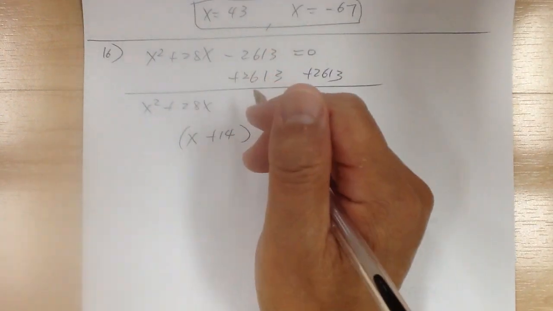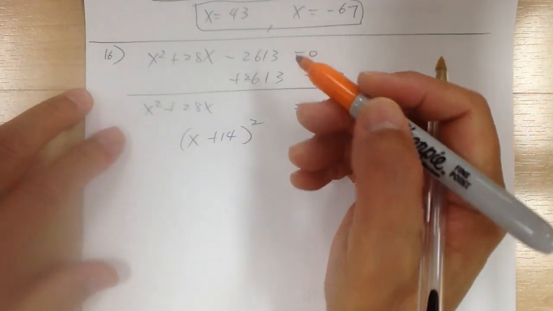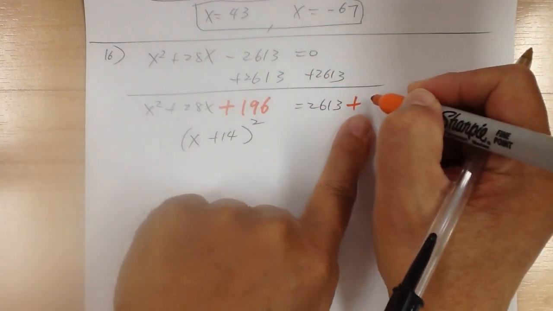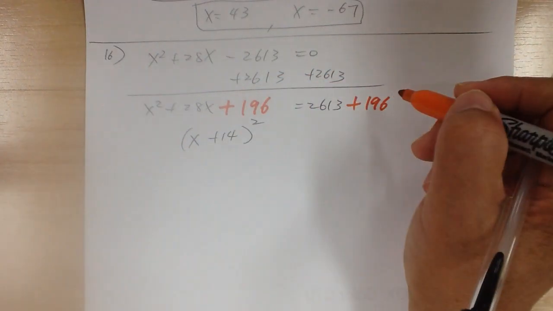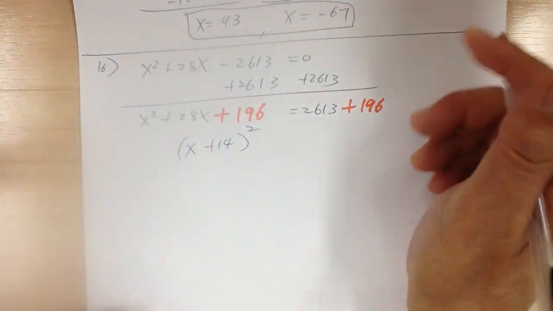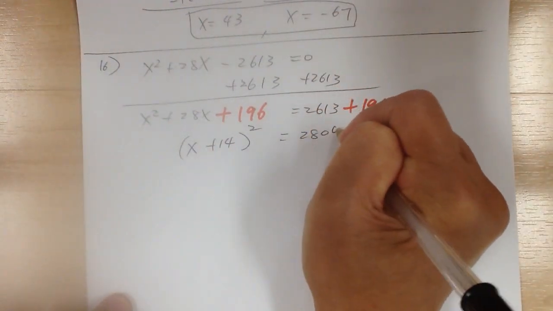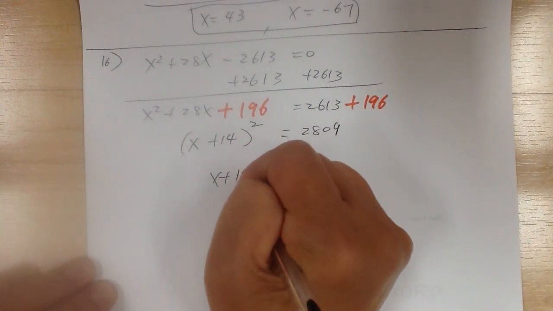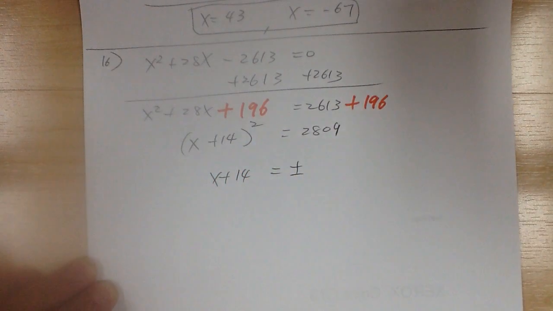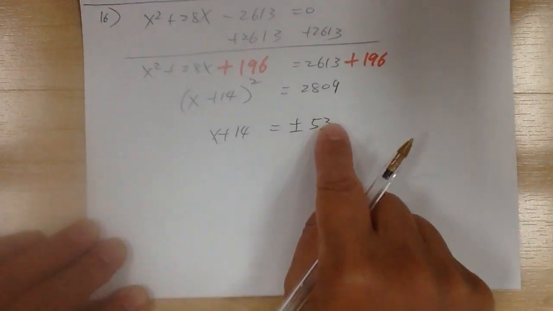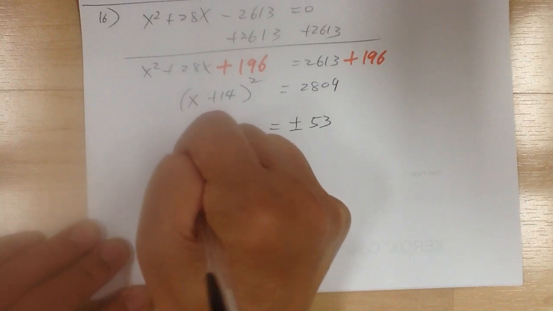Okay, so you square that. The number that you need to complete the square would be plus 196. So you need to add the same thing on the other side. Okay, and then you end up equal to 2809. Take the square root on both sides. So you get x plus 14 equal to plus or minus 53. So same kind of numbers, you have to separate to simplify.